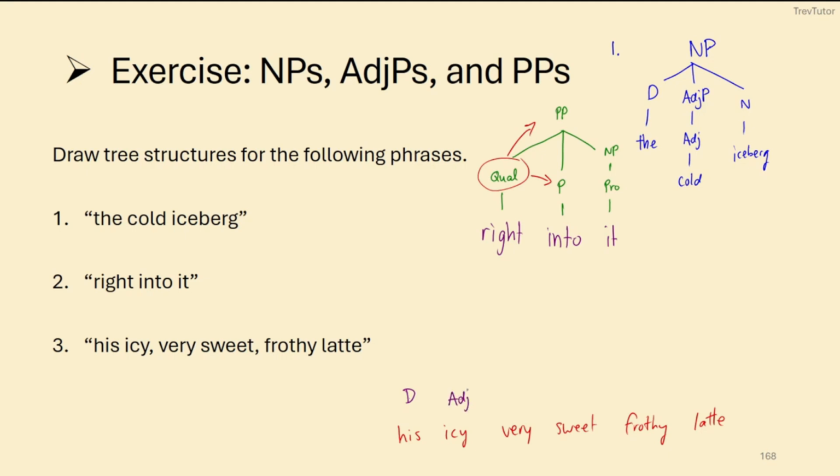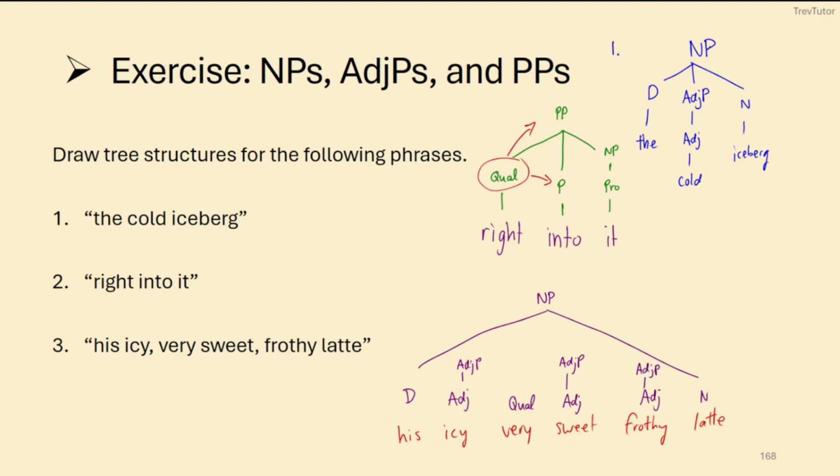Icy is an adjective. Very sweet is a combination of qualifier and adjective. Frothy is another adjective describing latte, and latte is the head noun. So this is going to be a noun phrase because we could just basically replace the whole thing with it. It's going to take a determiner as its specifier, and now we need to connect all of these adjectives. But we need to remember that all adjectives need to build up into adjective phrases. So we can do that.